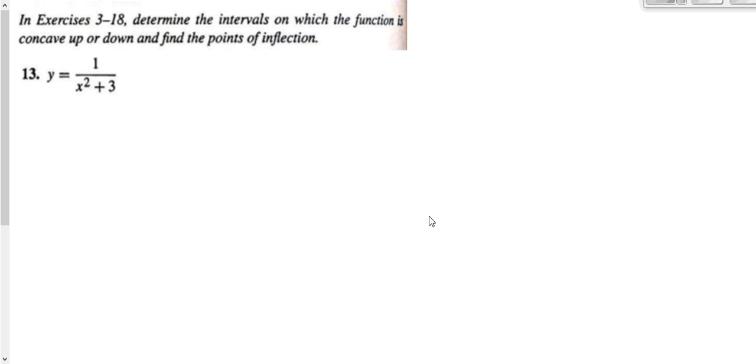All right, continuing with solutions to the homework from page 238. I had technical difficulties and had to start a new video. So we're on 13, and we want to find the first derivative and the second derivative.